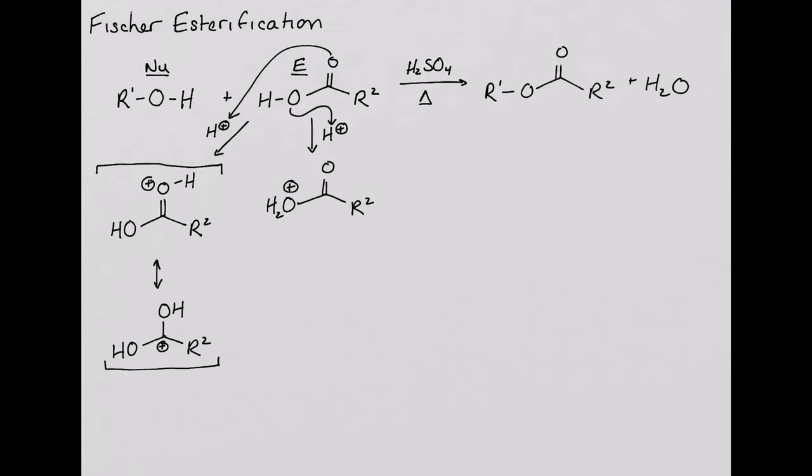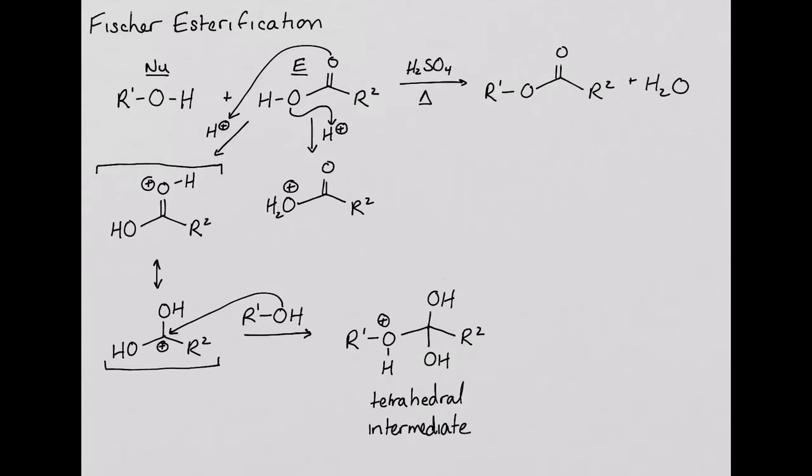Protonation of the carbonyl oxygen turns the carbon of the carbonyl group into a very good electrophile, which can then react with the alcohol. This produces a tetrahedral intermediate. Proton transfer from the ether to one of the alcohols leads to a tautomerization to this intermediate.